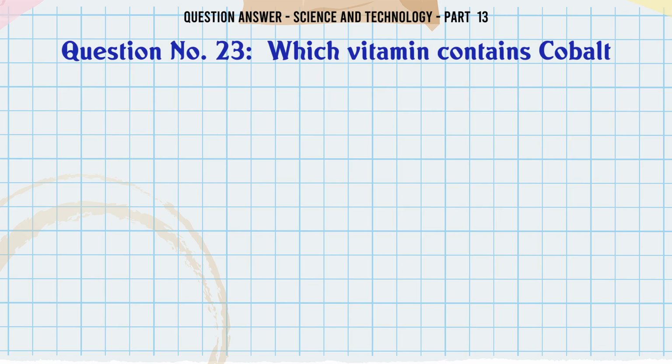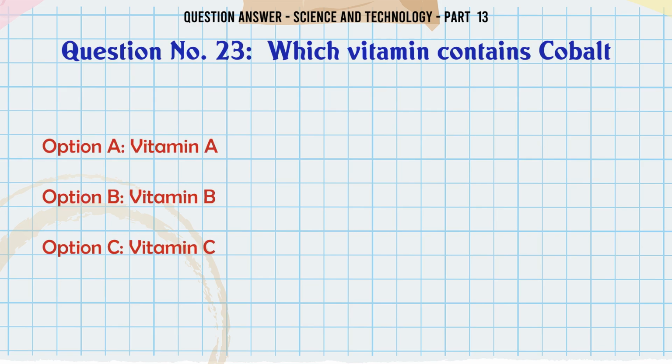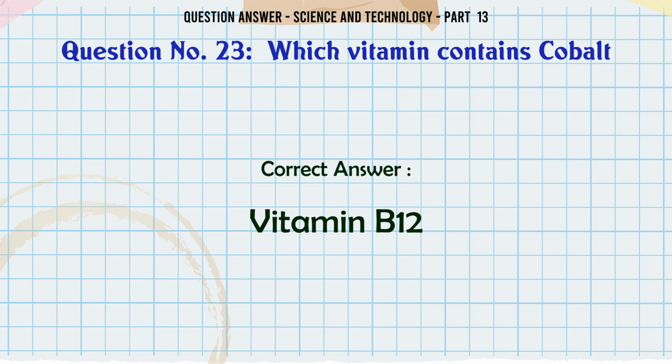Which vitamin contains cobalt? A. Vitamin A. B. Vitamin B. C. Vitamin C. D. Vitamin B12. The correct answer is vitamin B12.